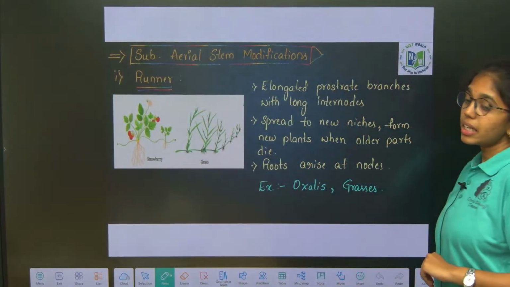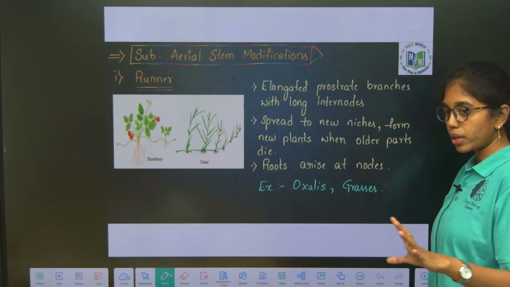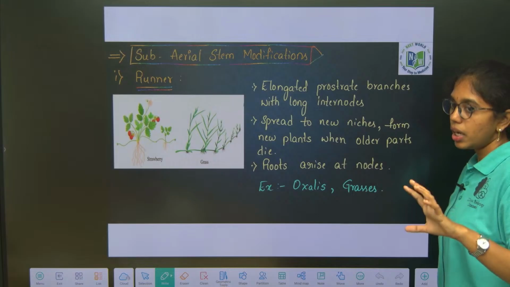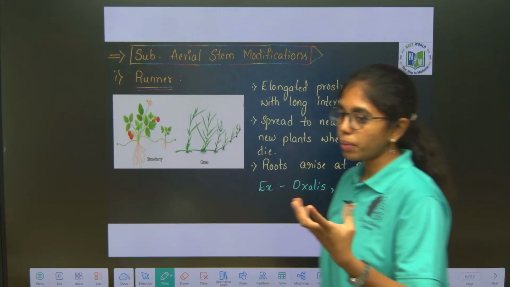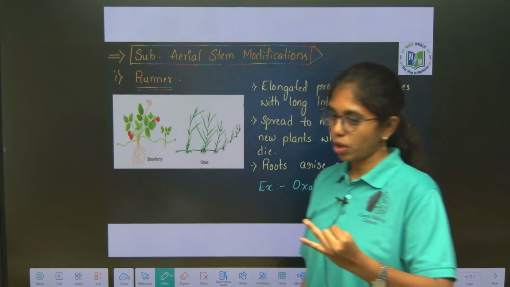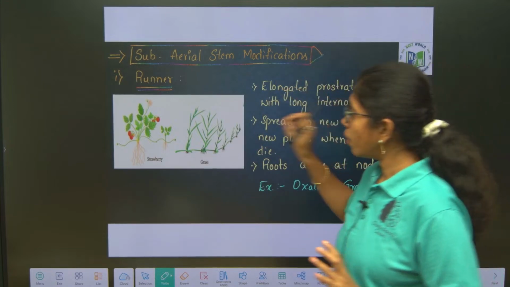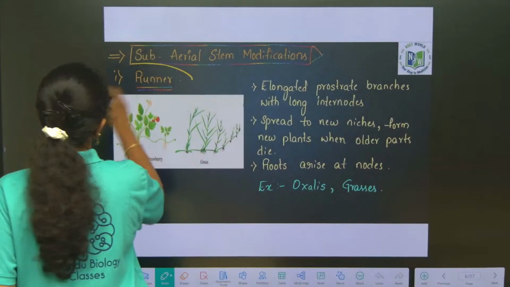Now, subaerial stem modifications are very important; quite a few times questions are picked only from subaerial modifications. If you ask me which is important among underground, subaerial and aerial stem modifications, I will say subaerial stem modifications come first. Okay. So, first here you see, what is first?